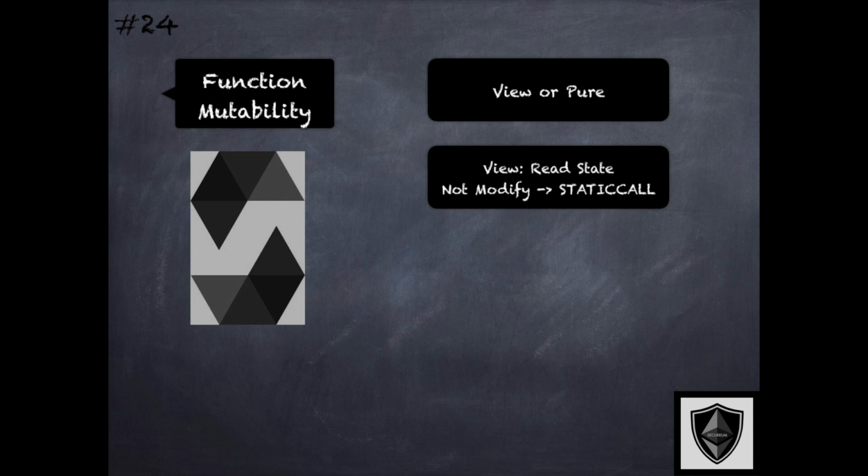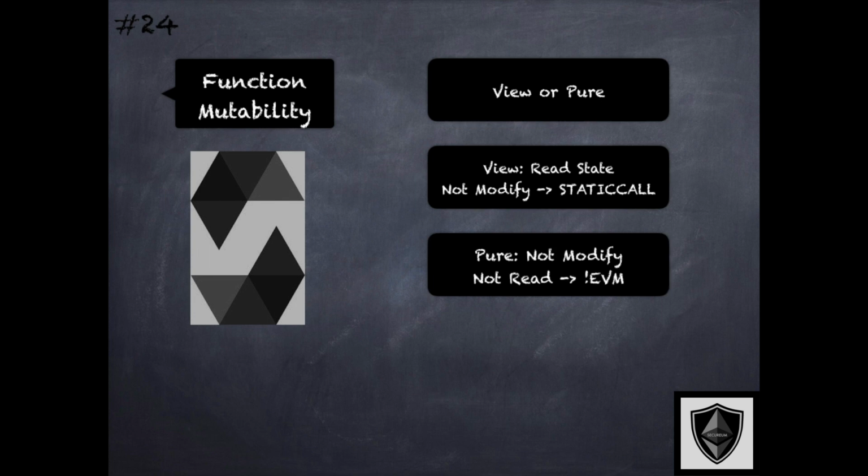This is enforced at the EVM level using the static call opcode that we discussed in the context of the EVM. And there are various actions that are considered as state modifying that are not allowed for view functions. These include writing to state variables, as should be obvious, but they also include emitting events, creating other contracts, using self-destruct, sending ether to other contracts, calling other functions not marked view or pure, using low-level calls, and using inline assembly that contains certain opcodes. Pure functions, on the other hand, are allowed to neither read contract state nor modify it.